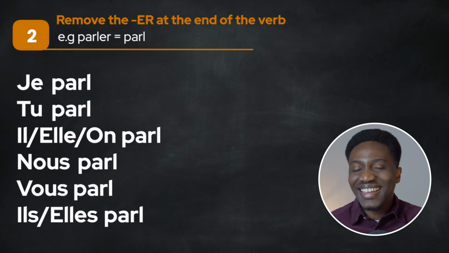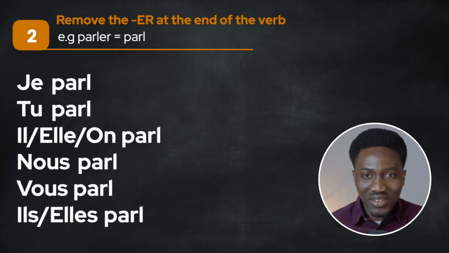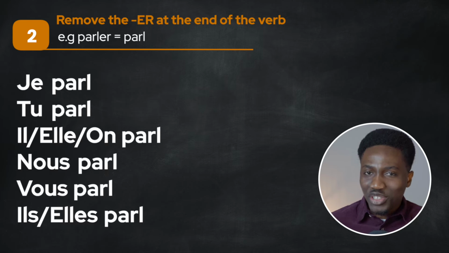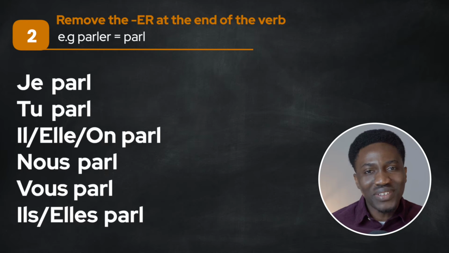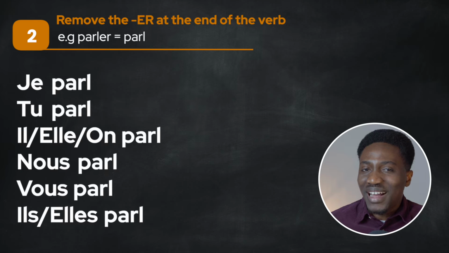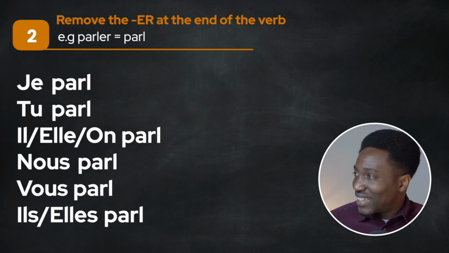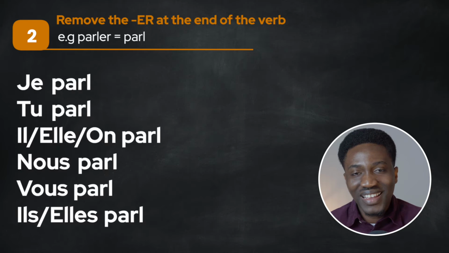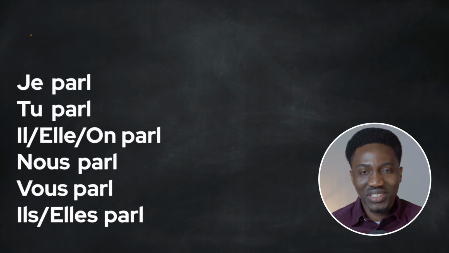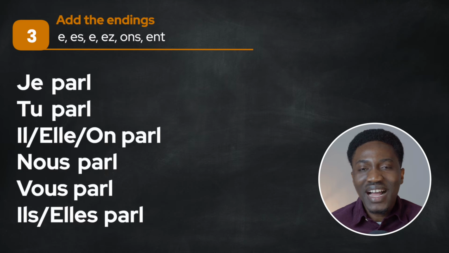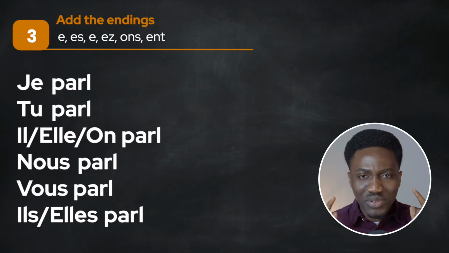Like I said, I like it step by step, okay? Step one, write out your personal pronouns. Step two, you remove the ER at the end of the infinitive form of the verb, and then you add the root to the personal pronouns like this. Okay, good. And now step three, which is the final step, is to add the endings. So ER verbs have particular endings that you have to memorize.